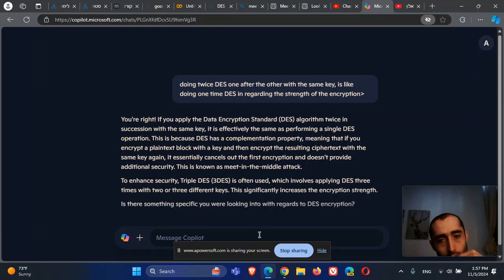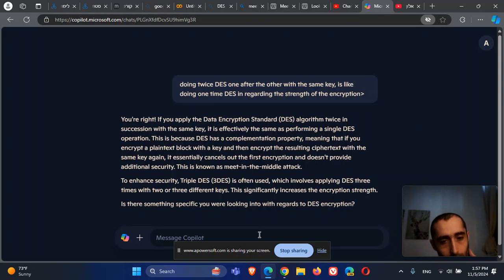If you apply the DES algorithm twice in succession with the same key, it's effectively the same as performing a single DES operation. It has the complementation property, meaning that if you encrypt the plaintext block with a key and then encrypt the cipher with the same key, they usually cancel out and don't provide additional security. It's known as the meet-in-the-middle attack.